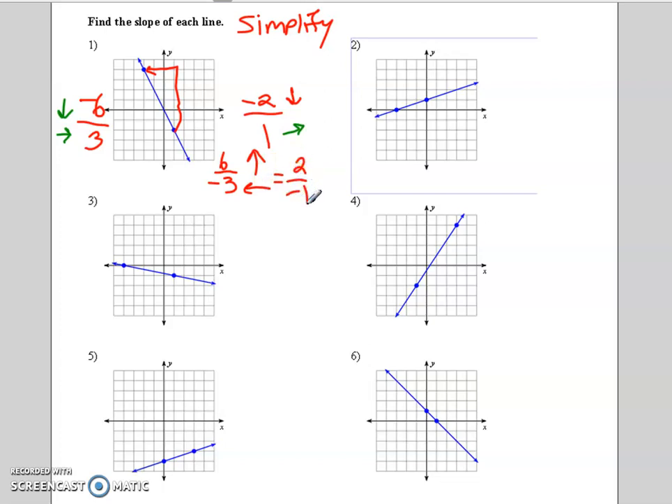So these are equivalent, and that makes sense. -2 divided by 1 is -2, but 2 divided by -1 is also -2. So you could start at either point. The idea is you start at a point that's easy to locate.